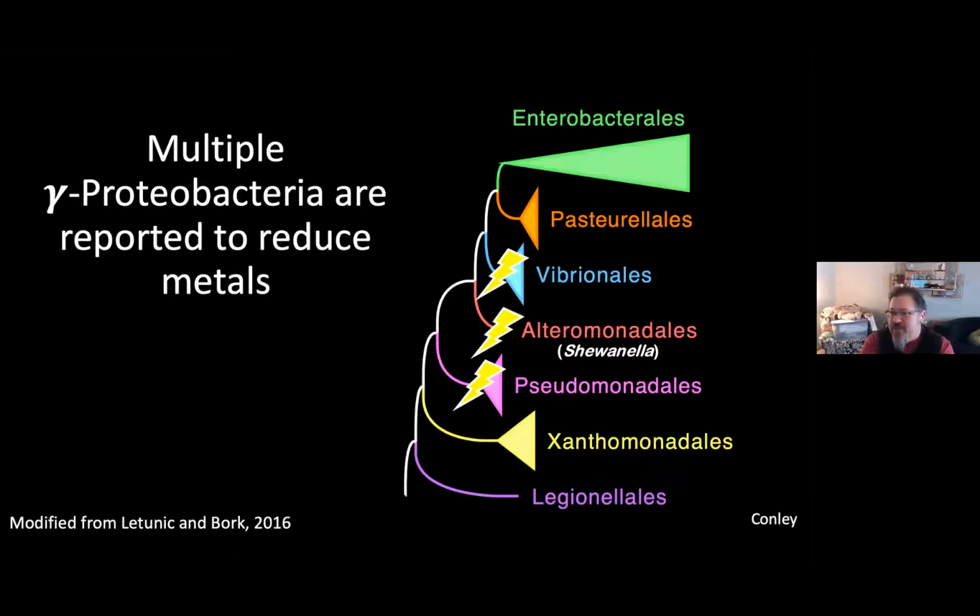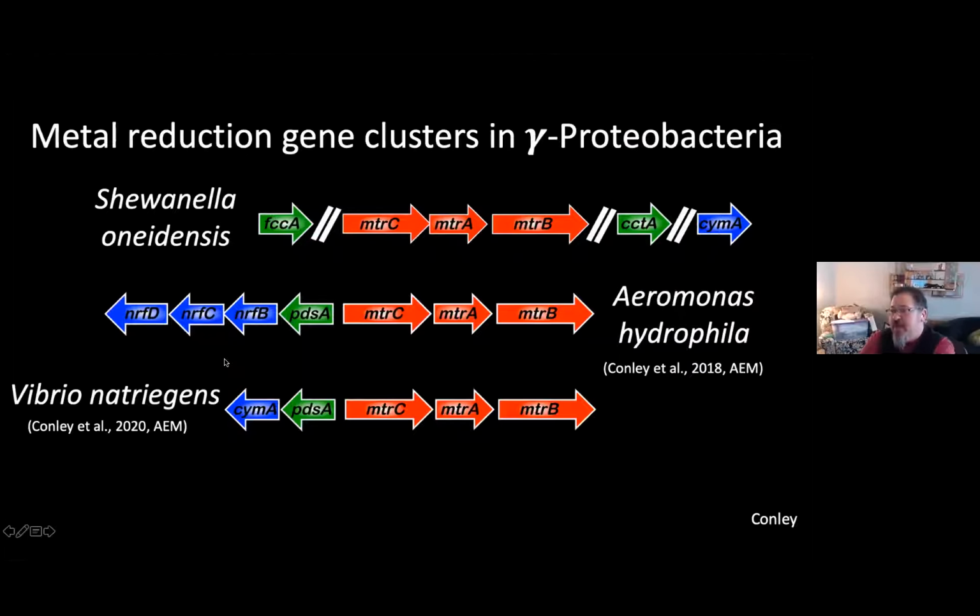So I want to zoom in a little bit to the gamma proteobacteria. These are the relatives of Shewanella. So Shewanellas fall here. And I'm going to tell you a story about a Vibrio and a story about an Aeromonas. The Aeromonas falls here inside the Pseudomonas clade. I think we're going to do Aeromonas first. Or maybe let me show you what these gene clusters look like first.